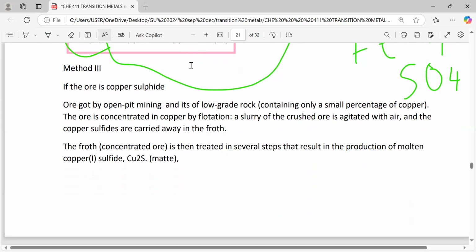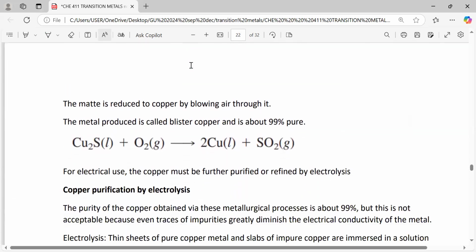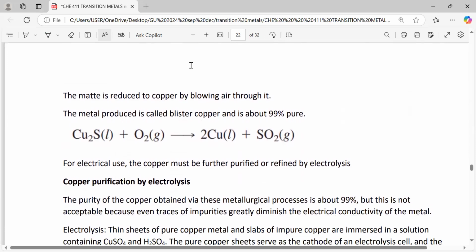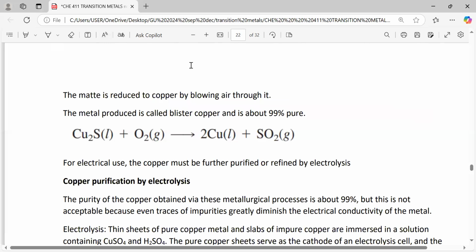And again, what you do, you just do the frothing. You crush in air, you do the frothing, you get your matte, which is copper 2 sulfide. Then what do you do to your copper 2 sulfide? Hot air is blown through it, okay? And when hot air is blown through it, you get your copper metal and sulfur dioxide gas.